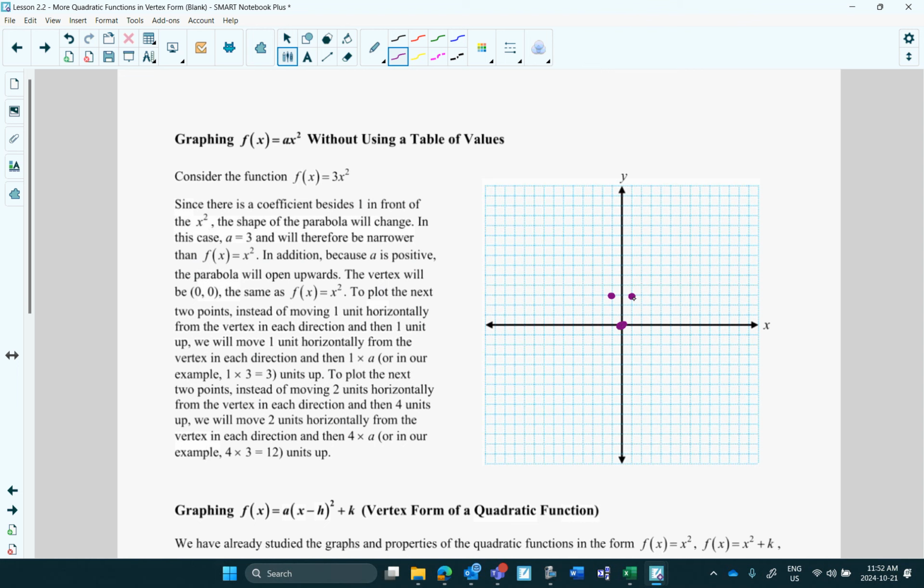Normally, I go 2 across, 4 up, but this tells me to go how many up? 12, 4 times 3. So 4, 8, 12. So we get a pretty narrow one here. Which makes sense, because if A is bigger than 1, it's going to be narrow. So those are all the different changes or transformations of x squared.